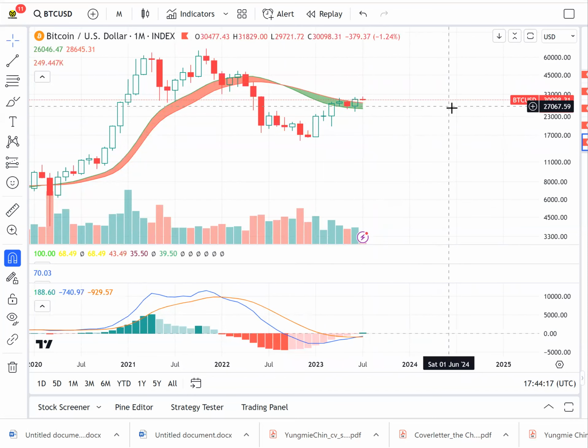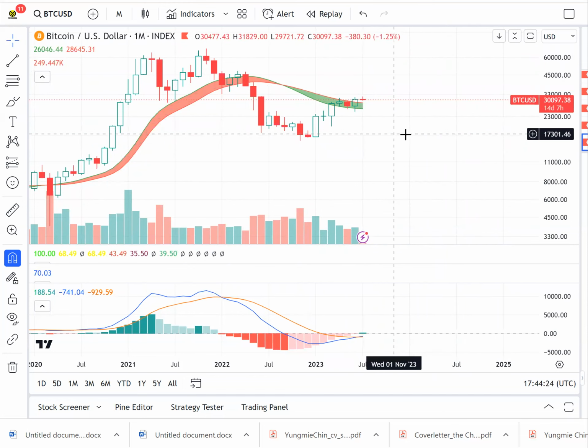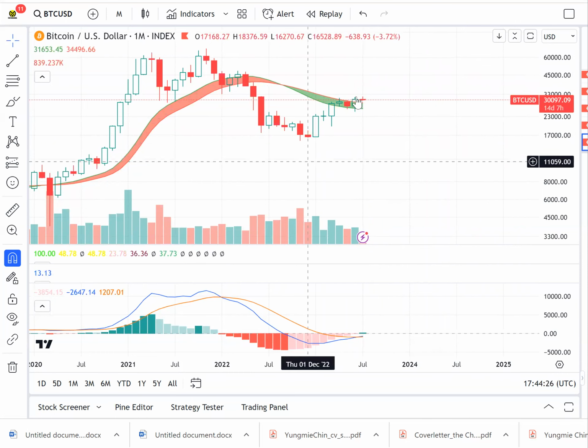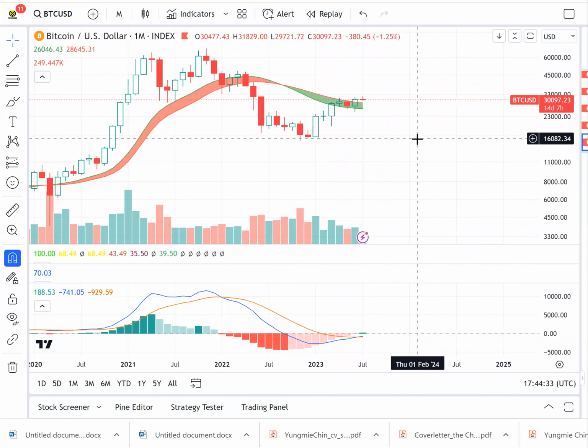So we need some adjustment or pullback for the big jump, okay? You always need to have a pullback and then a consolidation, basically. And then for the big jump, okay? For the wave three, the wave two is the adjustment.